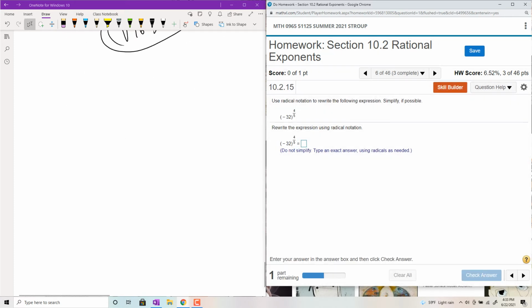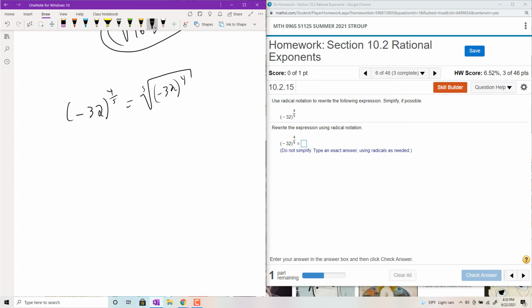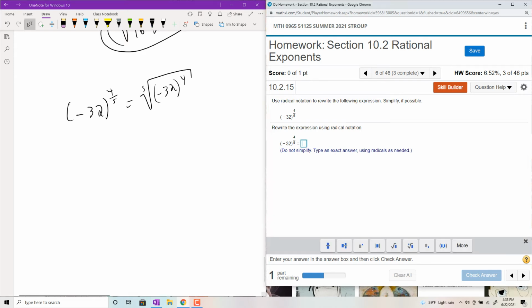Another one of these. Let's do it right this time. So let's do it the other way around now. So negative 32 to the 4/5. I'm going to rewrite this as the 5th root of negative 32 to the 4th. See how they like that. Just try to break it, you know.